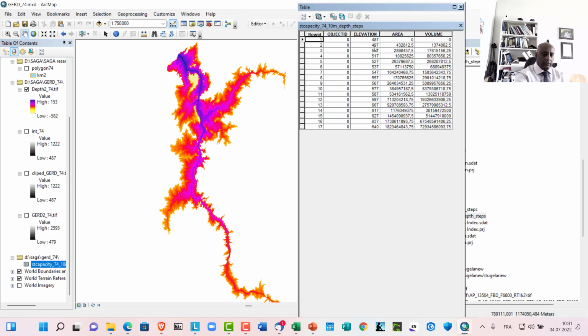It calculates for me at depths of 10 meters because I ordered it in 10 meter steps. This is the area, 1823 square kilometers. It's a bit different. In my case, it is 1895. In this one, it is 1823. In the official narrative, it is 1874.